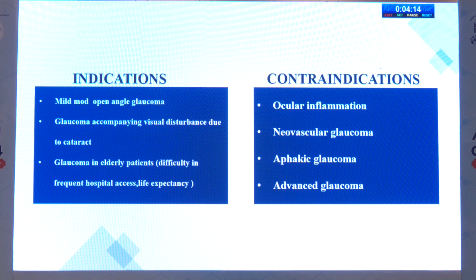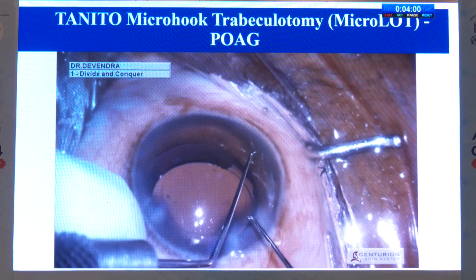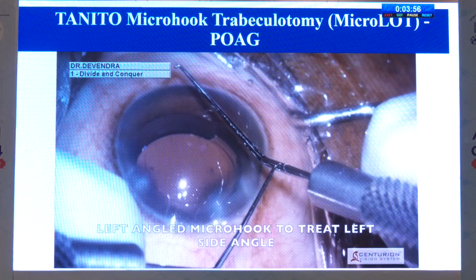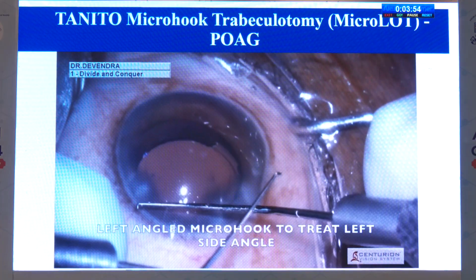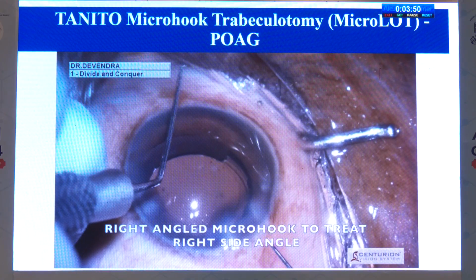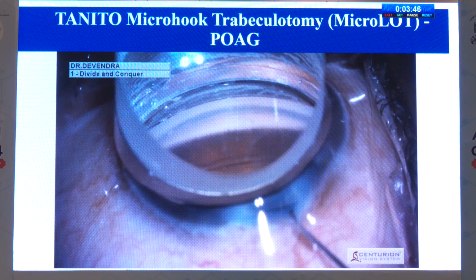Coming to the indications, Dr. Amit told similar indications to all the MIGS surgeries. Some contraindications are uveitic glaucoma, phakic eyes, advanced glaucoma, and ocular inflammation. This video shows how the Tonito microgoniotomy is performed. This is the right angled Tonito microhook which we use for the supranasal angle, and with the left Tonito hook the infranasal angle has been incised. One more, the straight one, I will show in my surgery.